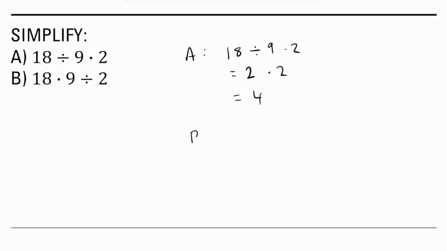For B, we look and it's the exact same problem, we've just flipped the multiplication around. And so now we're saying 18 times 9. And so we've got 162 divided by 2, which will then equal 81. And so very, very different answers.